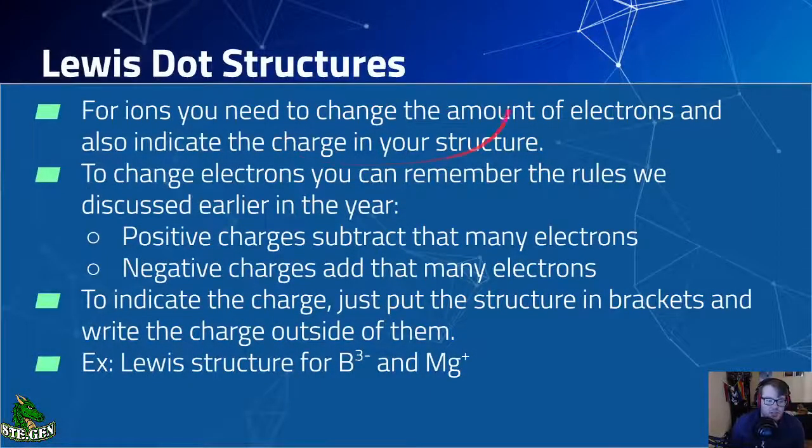For ions, you just need to change the amount of electrons and indicate the charge. To change the electrons, just remember the rules we talked about last chapter. For positive charges, which are cations, because cats have paws, you subtract that many electrons, and for negative charges, you add that many electrons, because electrons are negative. Then you indicate the charge, and you put the structure in brackets. Brackets are the way that you indicate that something has a charge, and then you put that charge outside of the bracket. Again, I'm going to do these two examples so I can show you what that looks like.